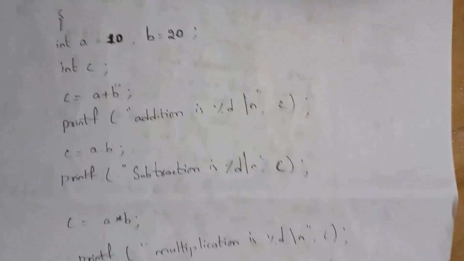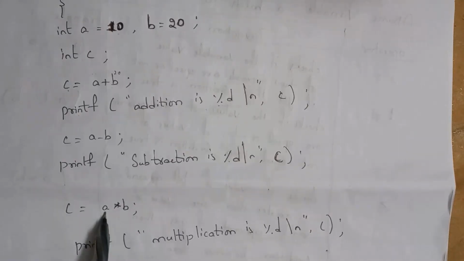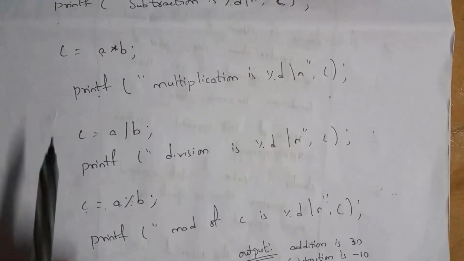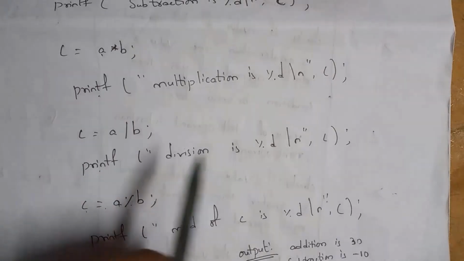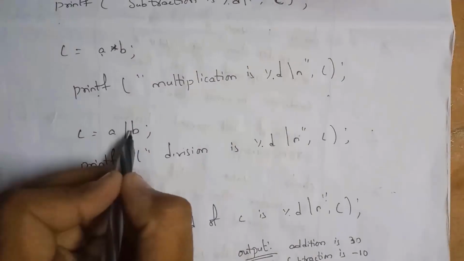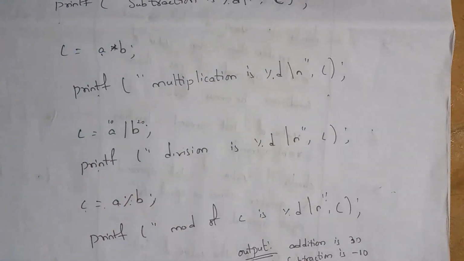Next I want to perform multiplication. Here I written c equal to a asterisk b. By writing this I will get output as multiplication is 10 into 20, that is 200. Next I written c equal to a by b, and after that I written printf division is %d comma c. A by b, that is 10 by 20, that is 1 by 2. I will get output as 0.5.